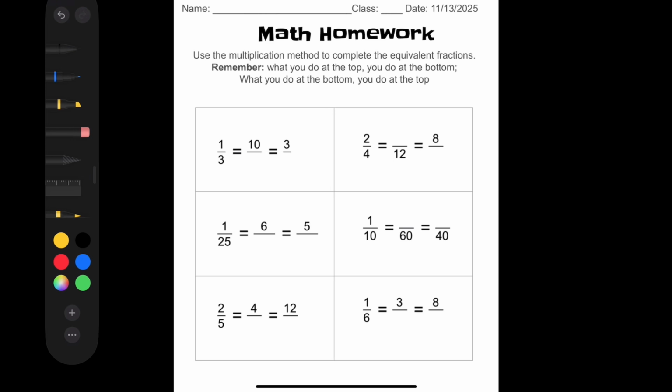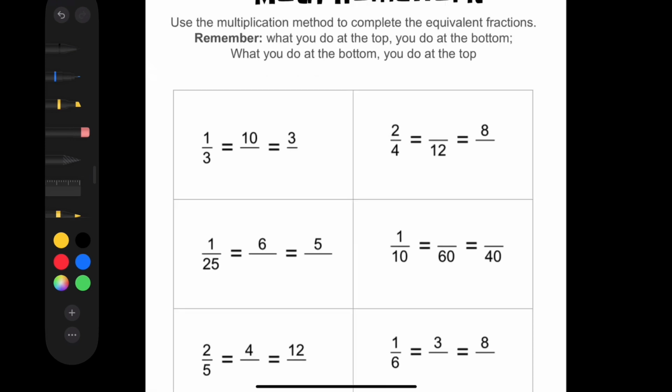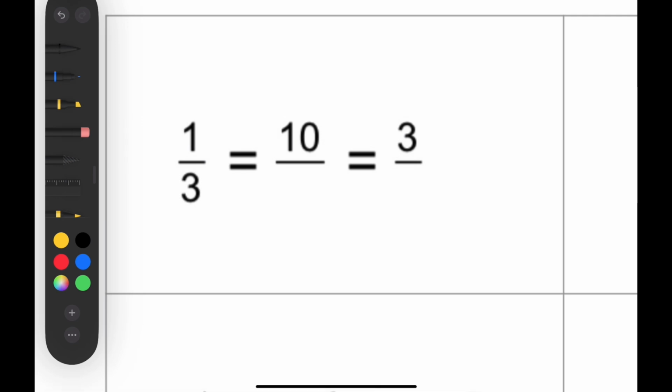Now that we've done the first part of our homework, let's move on to the back side. Over here, we have to see what the missing denominators are. We could do that by multiplication. Just remember, whatever we do at the top, we also do at the bottom. So I could see that 1 is a small number, and going from 1 to 10, it becomes bigger. So I have to ask myself, 1 times what equals 10? And remember, whatever we do at the top, we also do at the bottom.